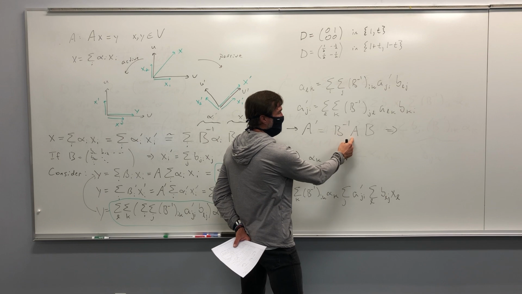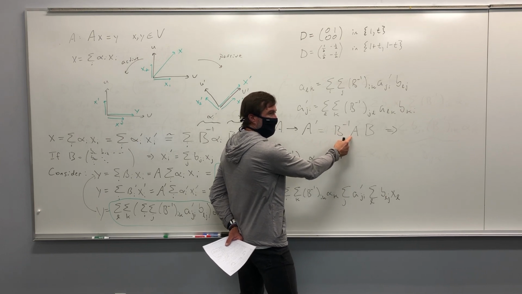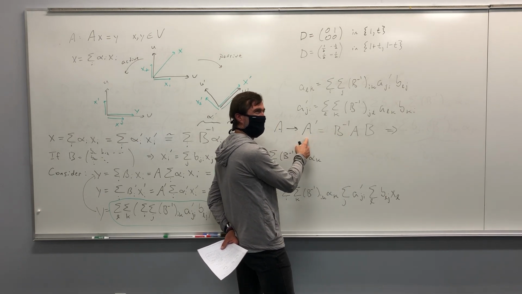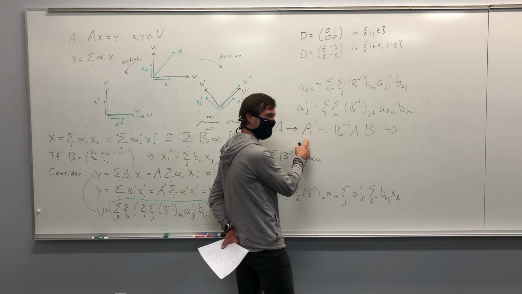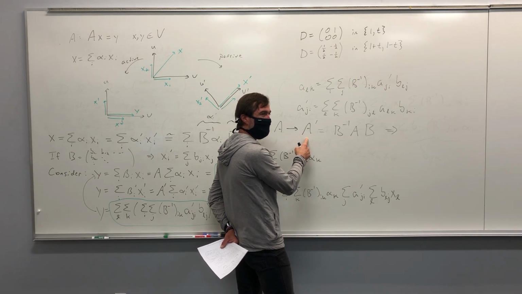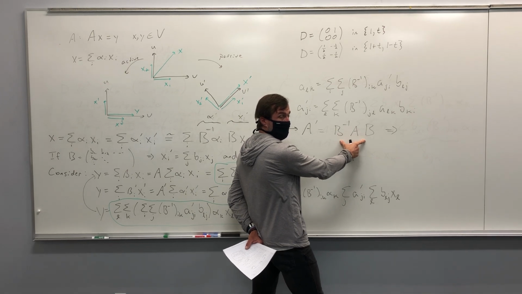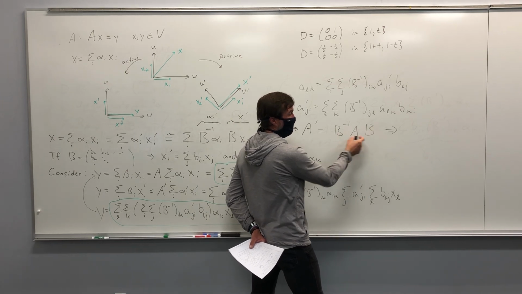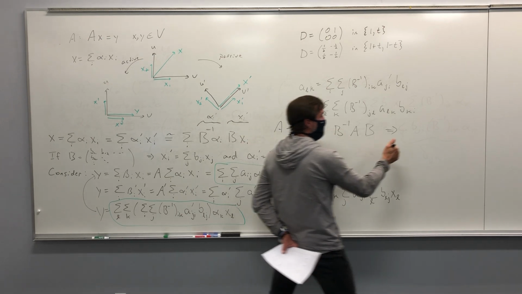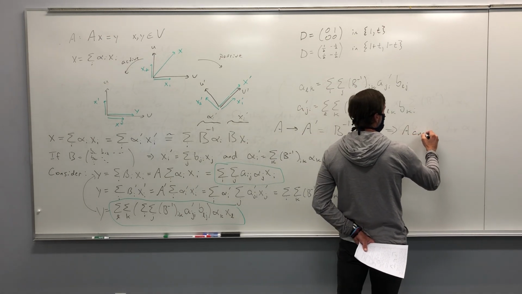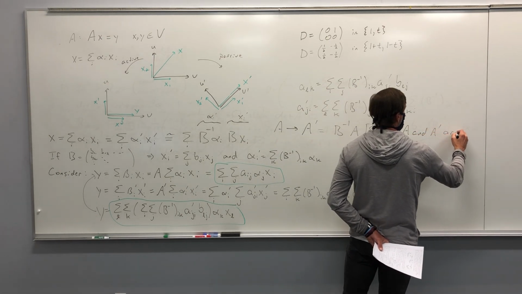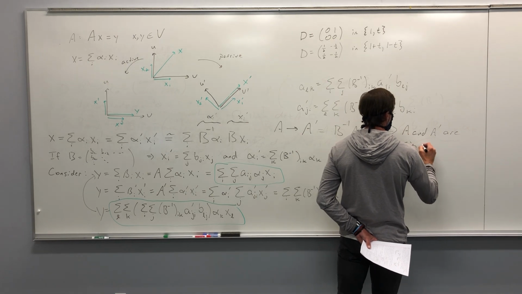If you have any matrix A that can be related to another matrix A prime through a transformation of this type, where you're acting with some linear transformation on the right and its inverse on the left, then A and A prime are similar.